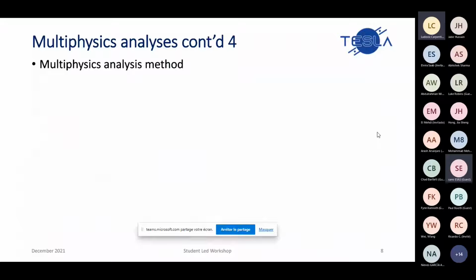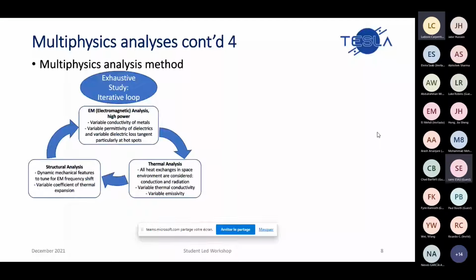So what is the multiphysics analysis method used in our case? To summarize, usually there is an exhaustive study that is done for this type of problematics, and it involves an iterative loop of 3 steps. So first we have our model. We design it in the electromagnetic domain, and we make some variables, because the device will have a high temperature due to the high power excitation. So we made variable the conductivity of metals, permittivity, and the electric loss tangent of dielectrics.